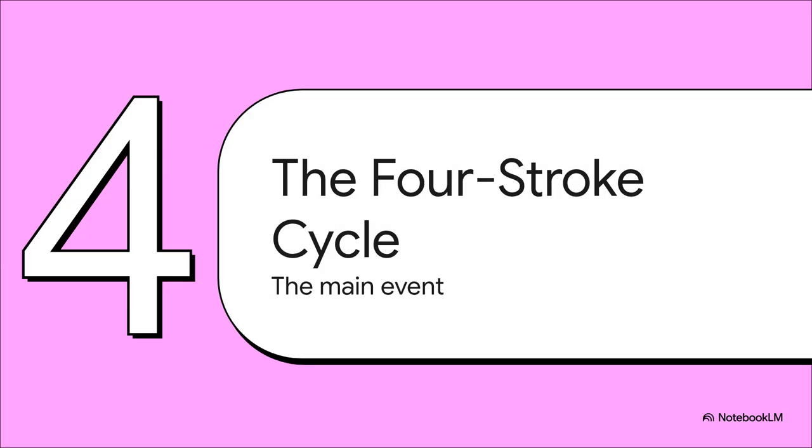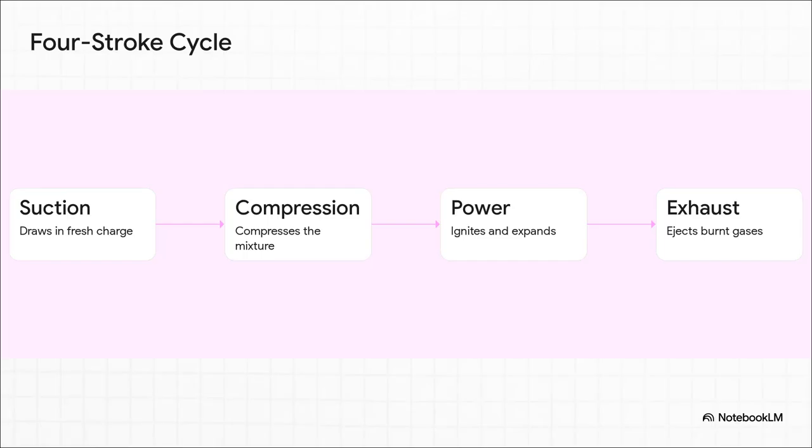All right, part 4, the four-stroke cycle. This is the main event. A standard four-stroke engine completes one full thermodynamic cycle through 4 very distinct movements. We've got suction, compression, power, and exhaust. What's absolutely vital to remember here is that these 4 individual piston strokes map out exactly 2 complete rotations of the crankshaft. That means it takes a full 720 degrees of mechanical rotation to get through one single cycle.